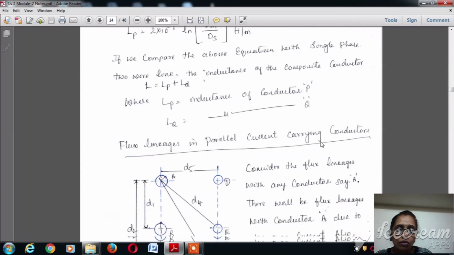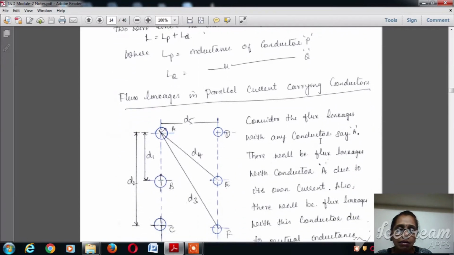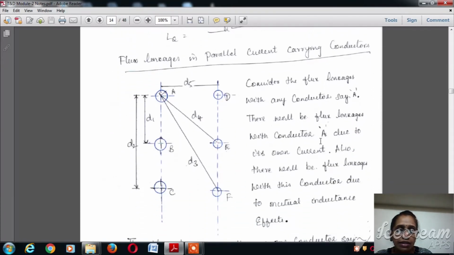Now the flux linkages in the parallel current carrying conductors, we can find out the flux linkages that exist between two parallel current carrying conductors, because these parallel current carrying conductors resemble the overhead transmission line. Now the figure shows the demonstration of the flux linkages in parallel current carrying conductors.